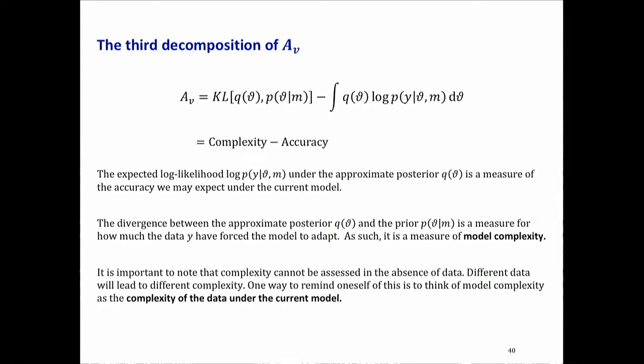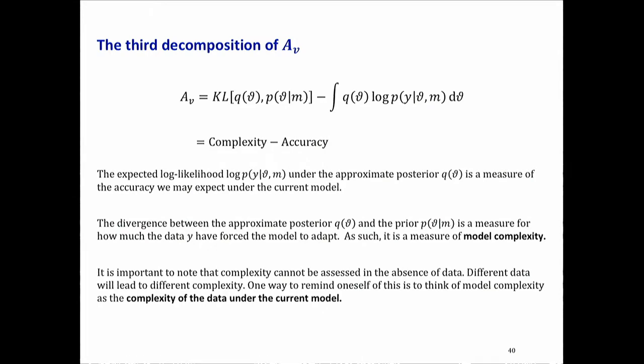So let's go for the simpler one. The accuracy is simply the expected log likelihood under Q. So this is an expectation value, and this is the log likelihood. So how much error do we expect when we use this model? That's a measure we get out of the second term there, the accuracy.